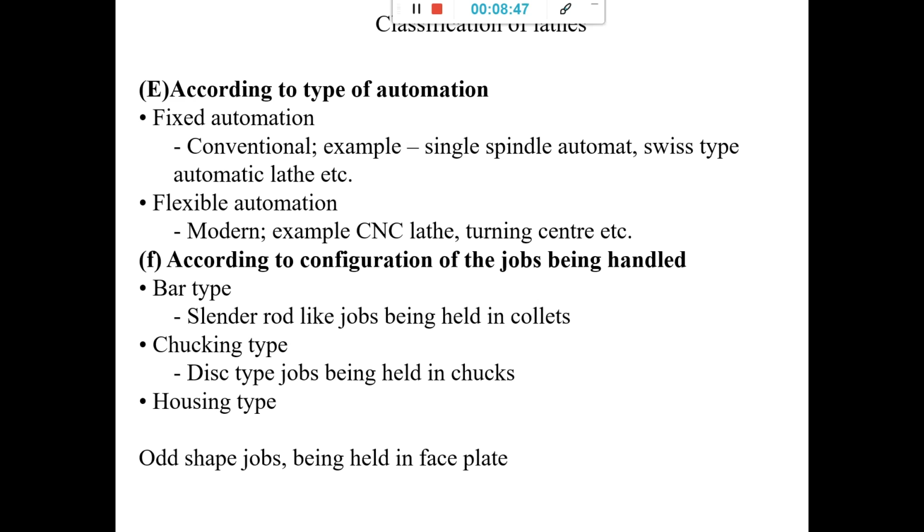According to the configuration of the job being handled, the lathe can be of bar type, where the slender or rod-like job is held in collets. Next is chucking type, a disc type job held in a chuck. Next is housing type, an odd shape job held in a faceplate. So according to the configuration of the job being held, these are the types of lathe.